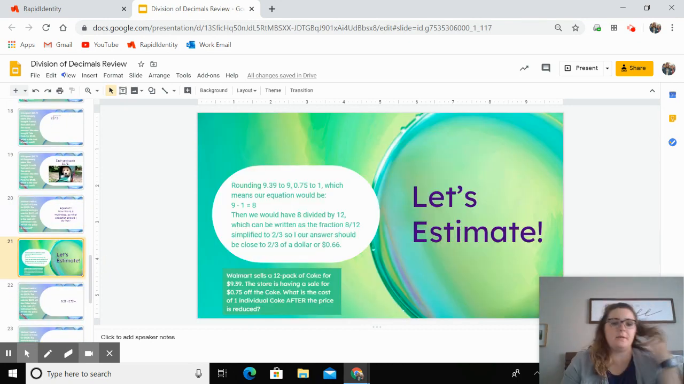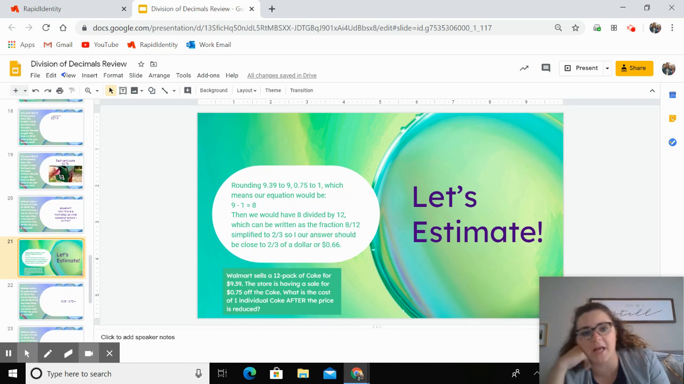So first, let's estimate. We know when we think about rounding $9.39, we would round that down to 9. And then when we actually think about rounding that 75 cents that's off, or that they're taking off the price of the Coke, we would round that to $1, which means initially our equation would be 9 minus 1, which would give us 8. And then we're simply thinking about, okay, I'm splitting up 8 divided by 12, okay?